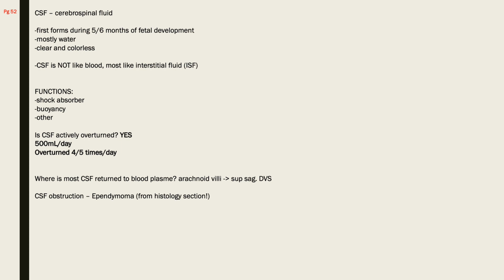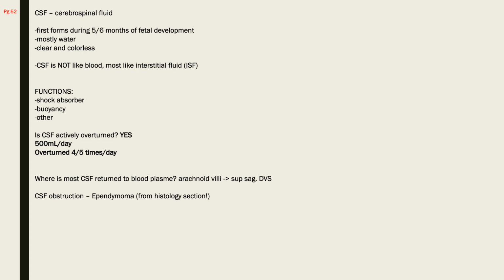And then on the next page, 53, it goes through some functions. So know the functions. It's a fill in the blank. So you should have filled in shock absorber, buoyancy, and then others. And then Dr. Torgard went through a few others. So the big ones I would know are shock absorber and buoyancy.